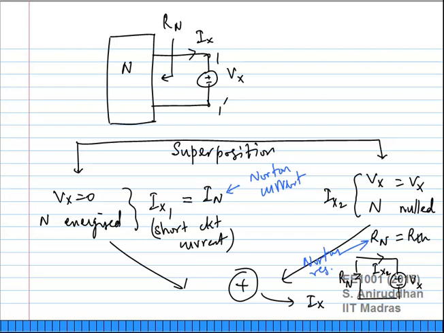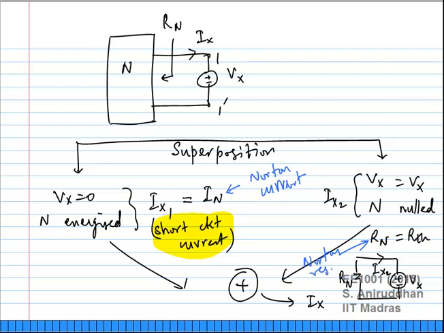Now you can choose to put in Vx instead of N1 across 1, 1 prime. Again apply superposition. You set Vx equal to 0, energize N using all of its internal voltage and current sources. If you set Vx equal to 0, you are going to create a short circuit between 1 and 1 prime. So you will get the short circuit current through 1, 1 prime. We will call that Ix1 to be In.